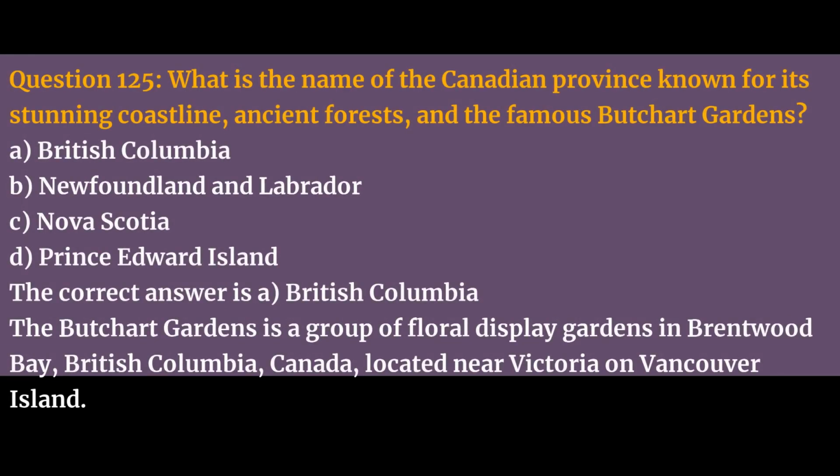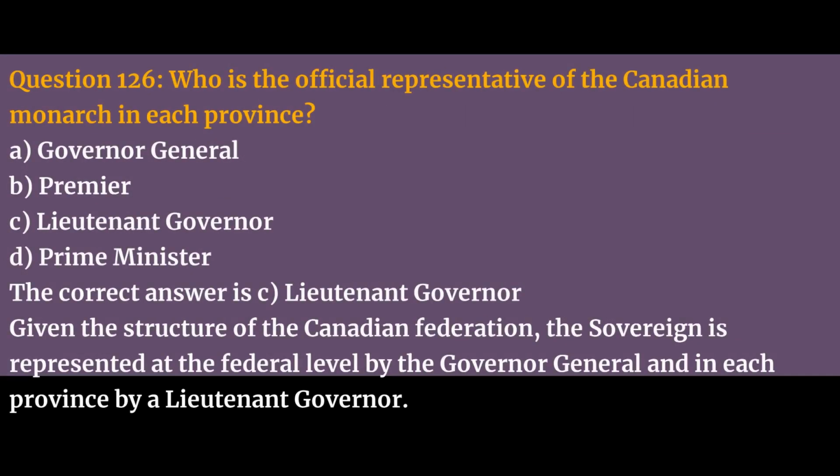Question 125. What is the name of the Canadian province known for its stunning coastline, ancient forests, and the famous Butchart Gardens? A. British Columbia B. Newfoundland and Labrador C. Nova Scotia D. Prince Edward Island. The correct answer is A. British Columbia. The Butchart Gardens is a group of floral display gardens in Brentwood Bay, British Columbia, Canada, located near Victoria on Vancouver Island.